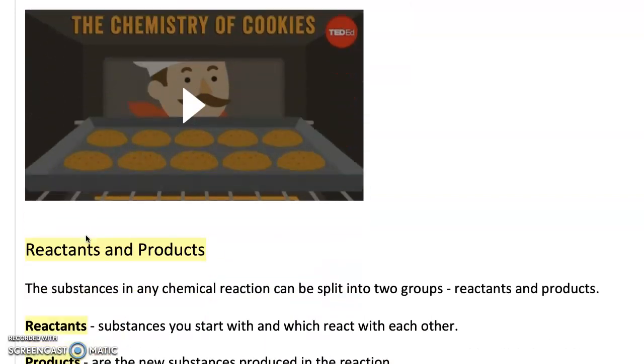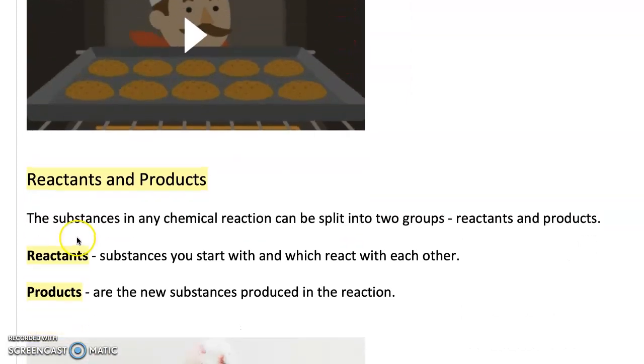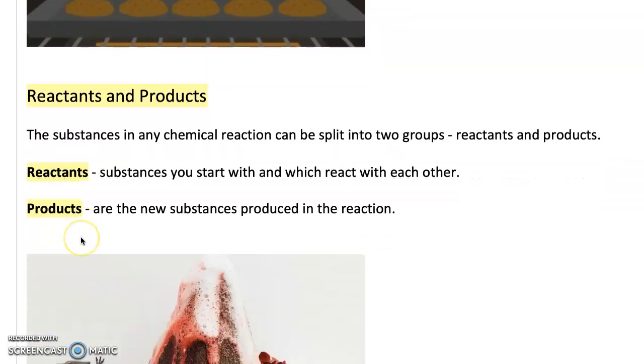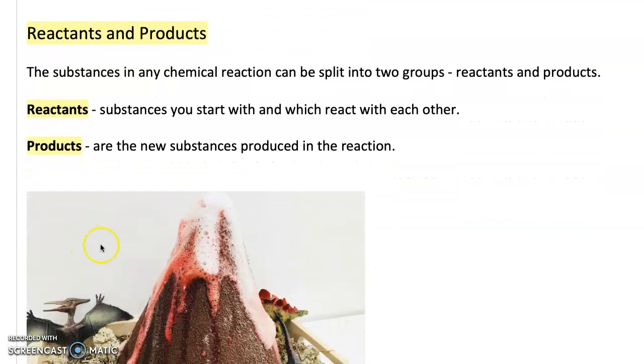And then there's some language we need to know before we get into things like balancing chemical equations and some more experiments in class. So the two key words when we're talking about a chemical reaction is that we have sort of two groups that we talk about. We have the reactants. Now the reactants are the substances you start with. Now these react with each other to make products. So these are new substances that are produced at the end.